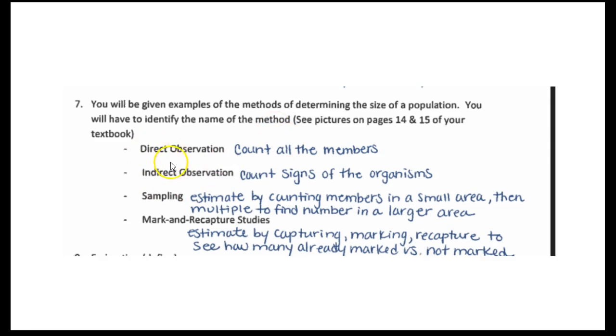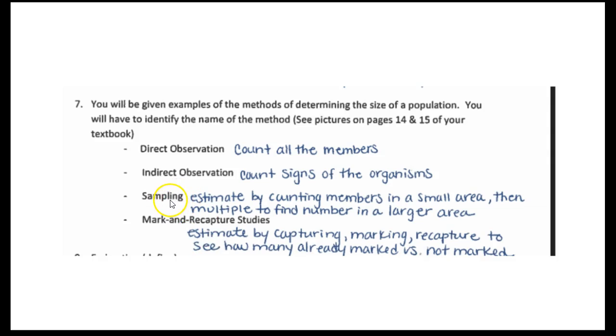Indirect observation is where you count signs of the organisms. How many houses do you see? How many cars do you see? That would determine how many people live on the street. Or you could look at little burrows where little bunnies live, feces, different things like that that would tell you how many organisms there are, indirectly observed because you don't actually see them.